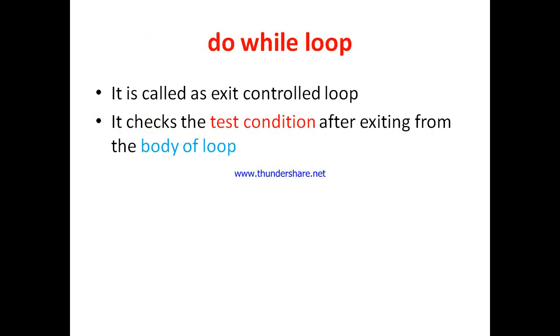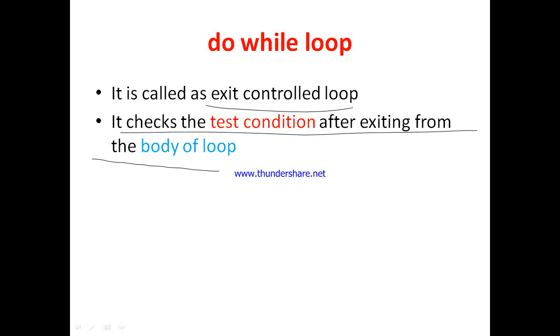Now the do while loop is called an exit control loop. Now we see the while loop is an entry control loop, but do while is an exit control loop. Now why is it called an exit control loop? Because it checks the test condition after exiting from the body of the loop.